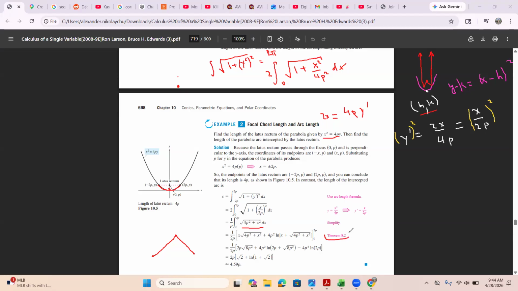They say use the theorem. And what theorem? We didn't have a theorem. They just use tables for antiderivatives. So they assume that this one is the same as that.